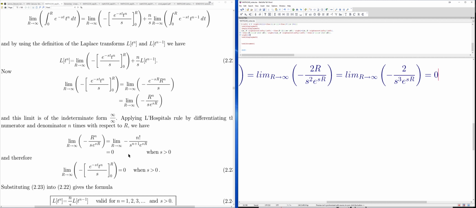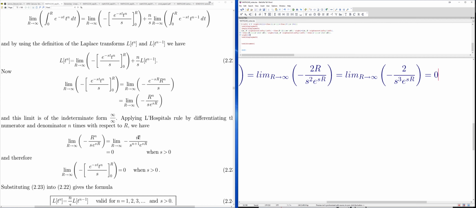So the idea in working out these sorts of limits with r to the n, e to the sr, is you're really just going to keep differentiating until you get a constant on top, and then the e to the sr on the bottom. And you could do this for n equal to 2, n equal to 3.